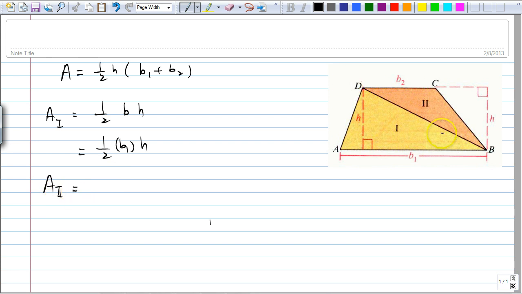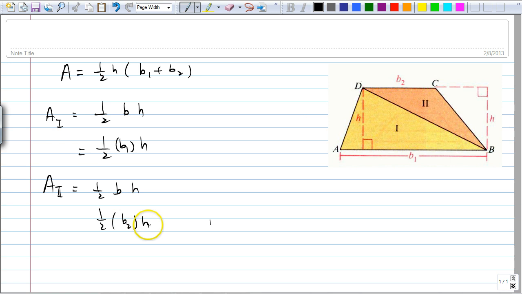Okay, and then let's look at area 2. Do we know how to find the area of this second triangle? Yes. What is the base? B2. Okay, so half times B2. What's the height? H, the same thing. Remember, this is an obtuse triangle. If you want to find the height, you have to extend the base, and then from this vertex you draw a perpendicular line to that extended base. So it's the same height.